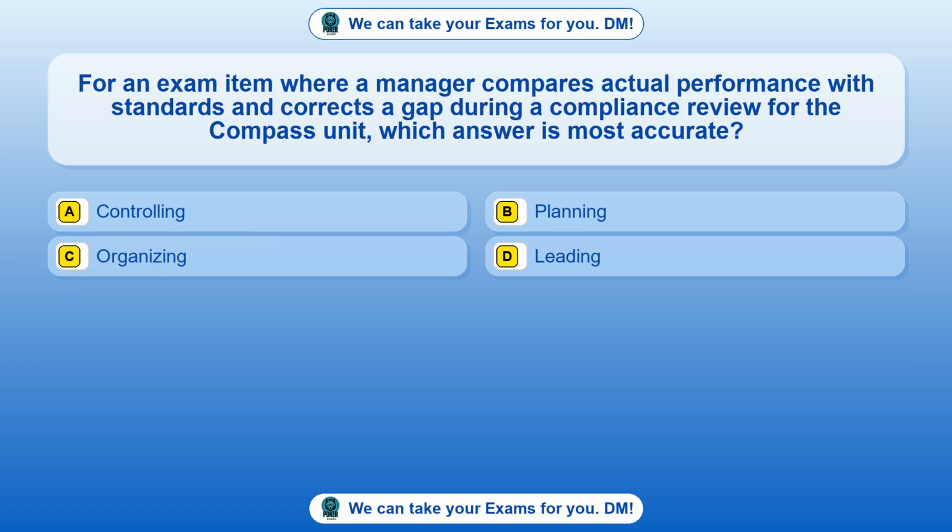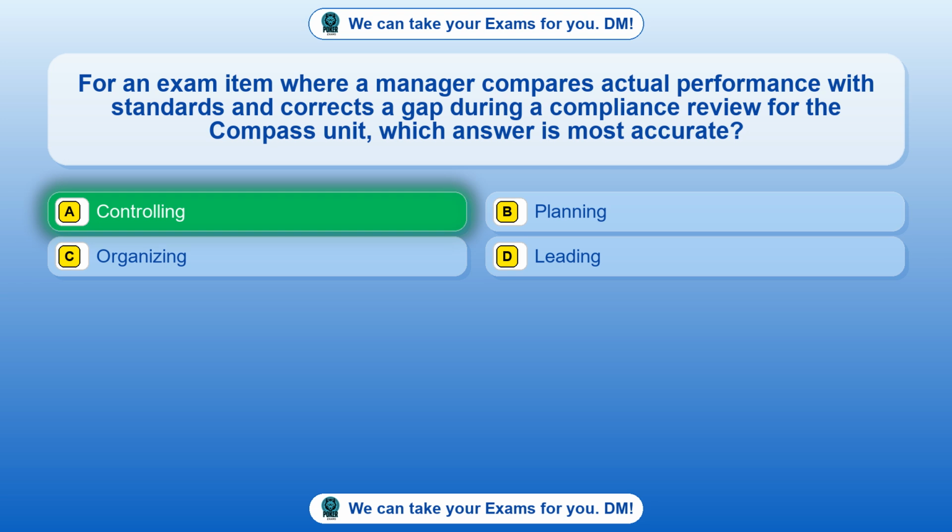Question 77. For an exam item where a manager compares actual performance with standards and corrects a gap during a compliance review for the Compass unit, which answer is most accurate? Option A, controlling. Option B, planning. Option C, organizing. Option D, leading. The correct answer is option A, controlling.